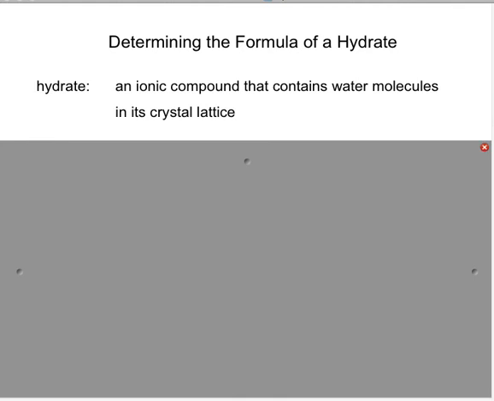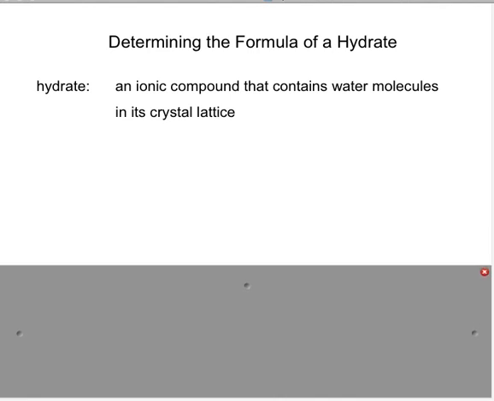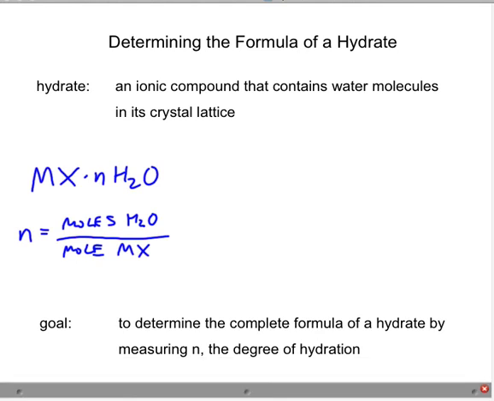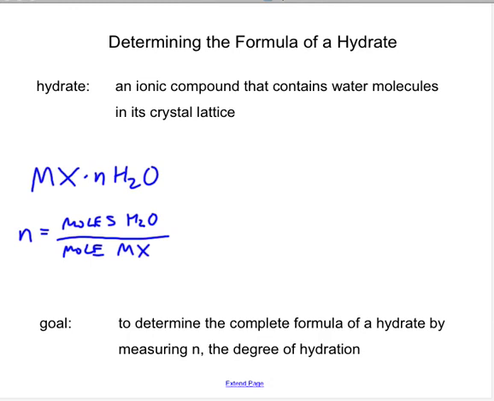Just to remind you, a hydrate is defined as an ionic compound that contains water molecules that are trapped inside its crystal lattice. We can represent a generic hydrate with the formula Mx·nH2O. What this means is that we've got an ionic compound represented by Mx. The n represents the number of moles of water per mole of ionic compound Mx, and n is always a small integer. So our goal is to figure out the complete formula of the hydrate by figuring out what that value of n is. n is sometimes called the degree of hydration.